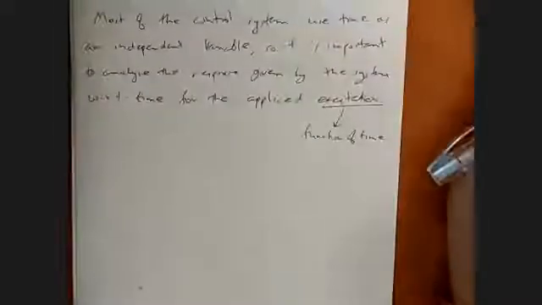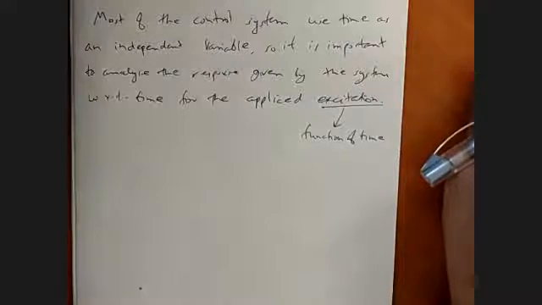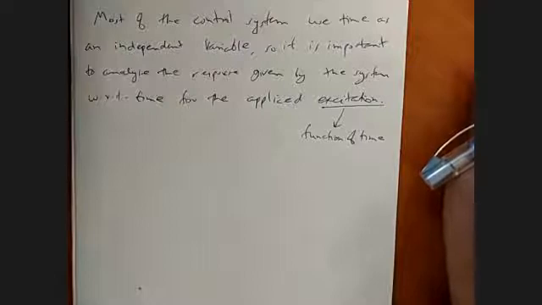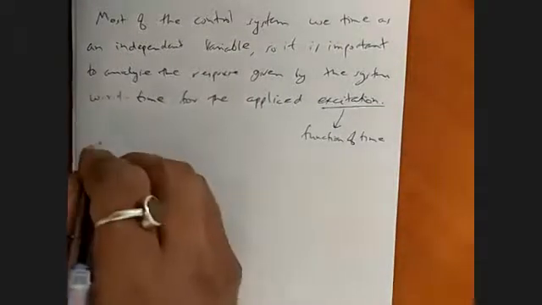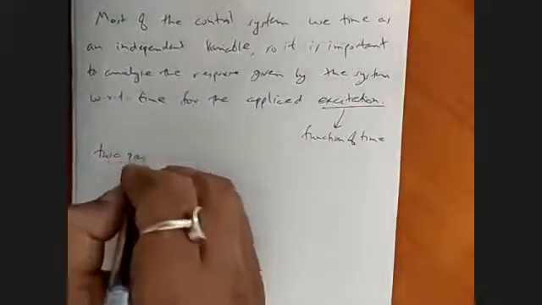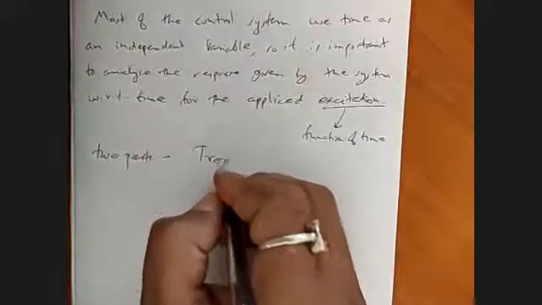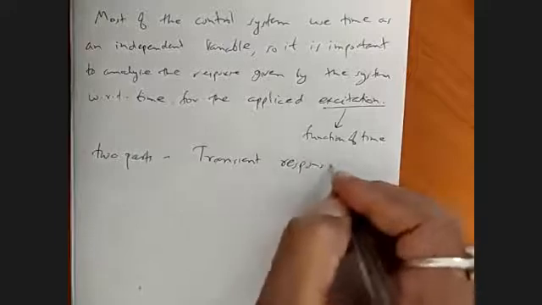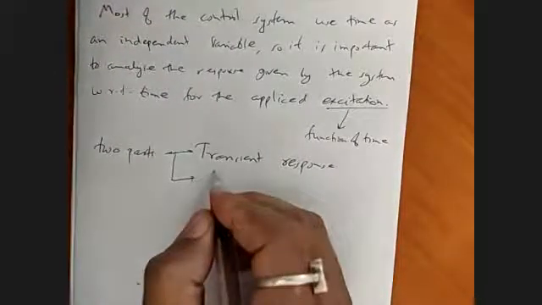So the time response of a system is the output of the control system as a function of time. The time response of a control system is usually divided into two parts. One is your transient analysis or transient response, and second is your steady state response.